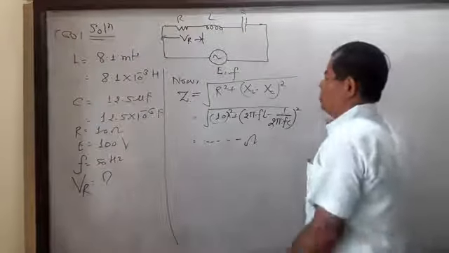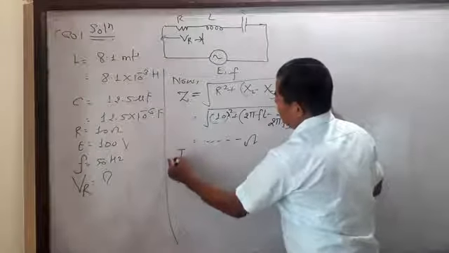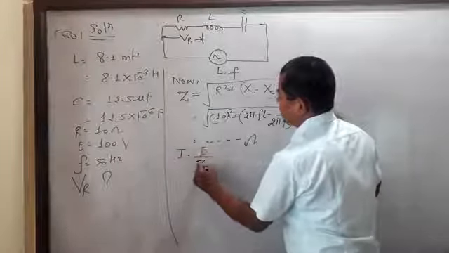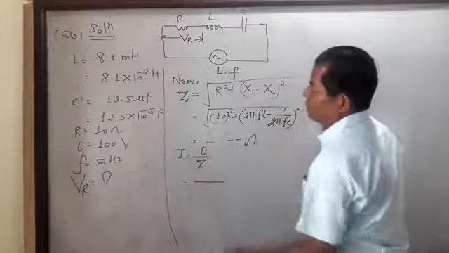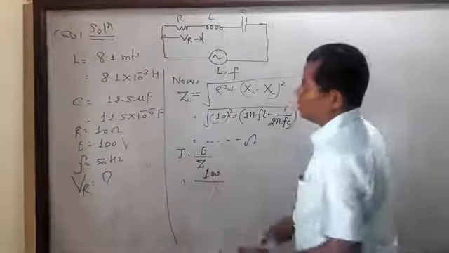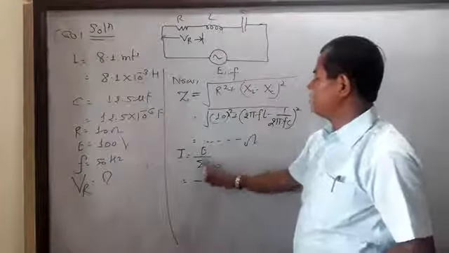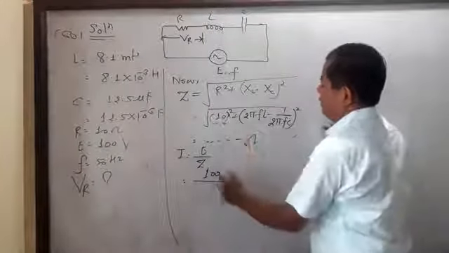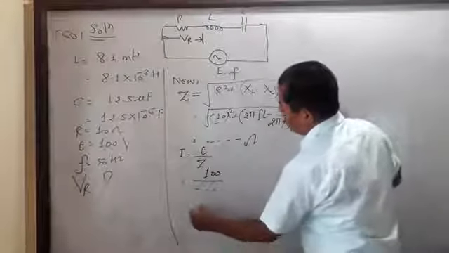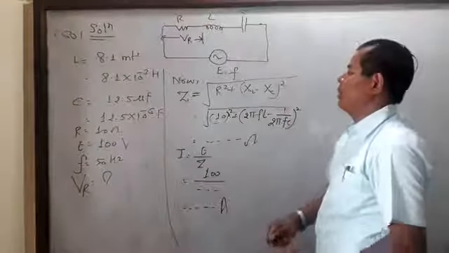This is the first step. Now the second step, we have to find the current. The current is equal to E by Z. E is given to us as 100 volt, so 100 divided by Z. Z is already determined in the first step. That's why we can find the value of current. Now we have determined the value of current.